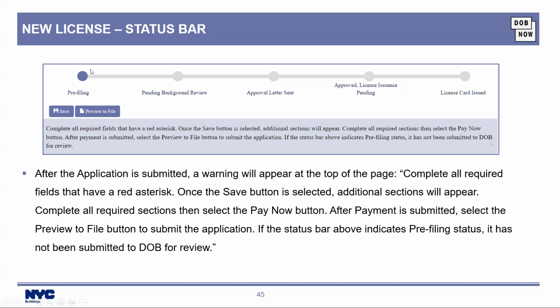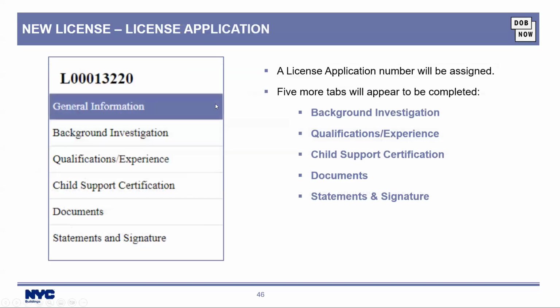Now, an important note, if the status bar above indicates pre-filing status, it has not been submitted to DOB for review. Only when it moves to pending background review, that's when you know it's been submitted. You're also going to see on the left, once you hit save, a license application number and 5 more tabs: background investigation, qualification/experience, child support certification, documents, and statements and signatures.